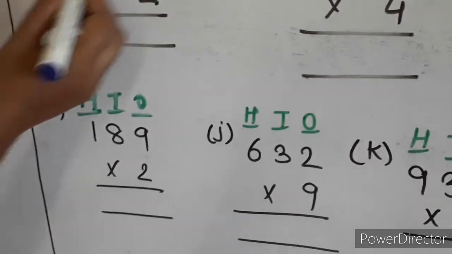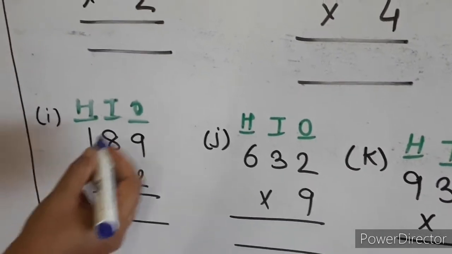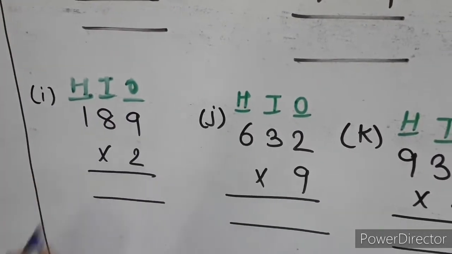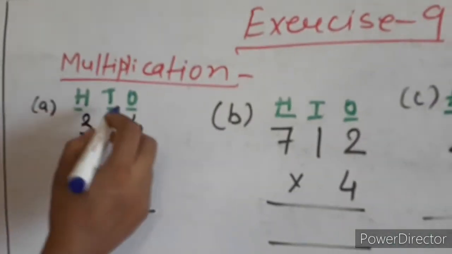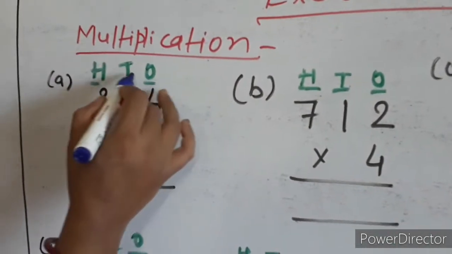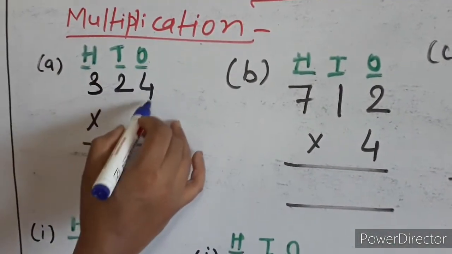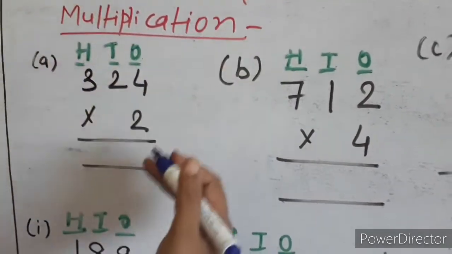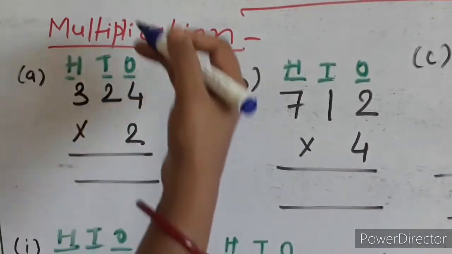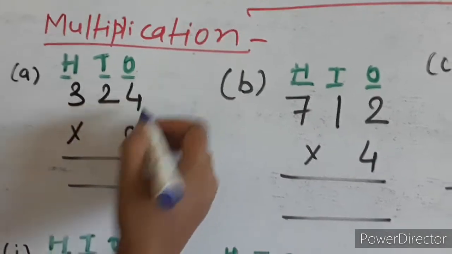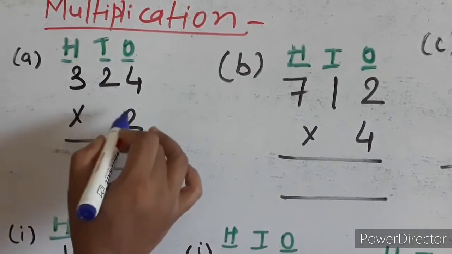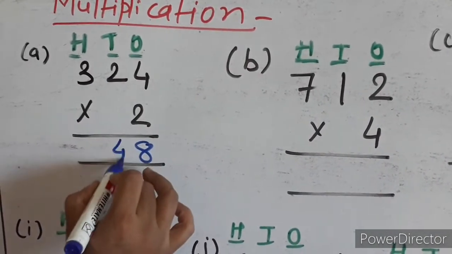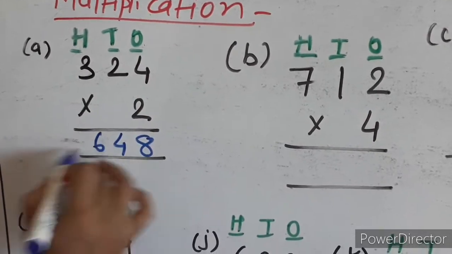This is the 3-digit number. You have to multiply it with a 1-digit number. See how you will do. Question number A, that is 324 into 2. First we have to multiply the ones place, that is the right side first. Then 2 into 4 will be 8. 2 into 2 is 4, and 3 into 2 is 6.